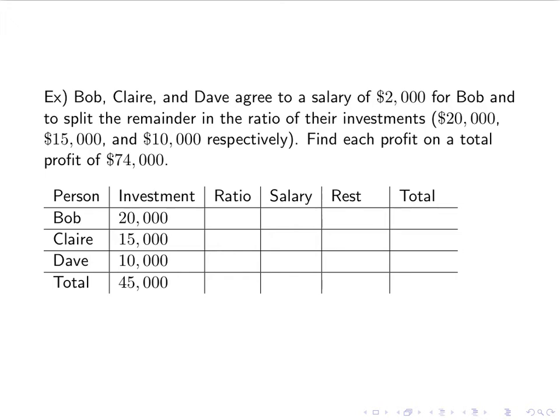Next, I need to find their ratios. So again, it's the ratio of their investments. Last time the ratio was just a number, 5 to 3. So the ratio can be anything. It can be 5 to 3, it can be split evenly, it can be a ratio of their investments, it can be anything, but you have to pay attention to what it says in the problem. So in this case, it's the ratio of their investments. So again, Bob's ratio is going to be 20,000 divided by 45,000, or 20 over 45, if I cancel all the zeros. I can cancel a 5, and I get 4/9, and that's for Bob.